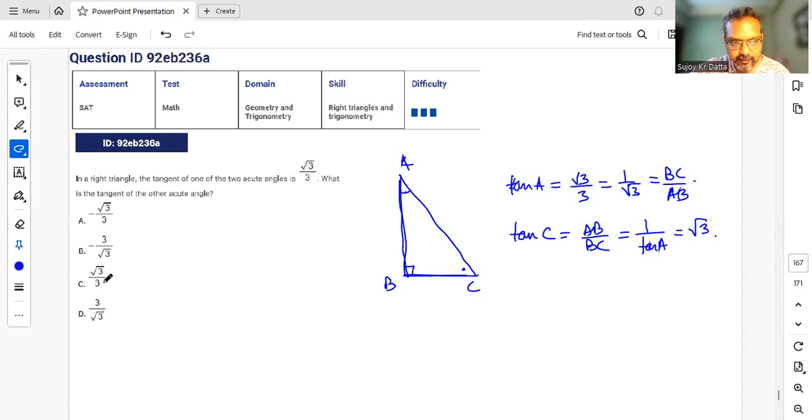Now root 3 here can be simplified and rationalized if you multiply root 3 on top and bottom, and then you will get 3 over root 3.